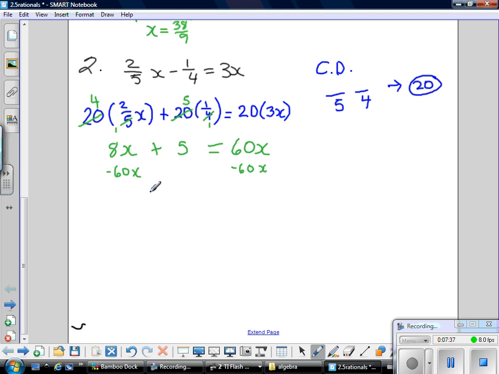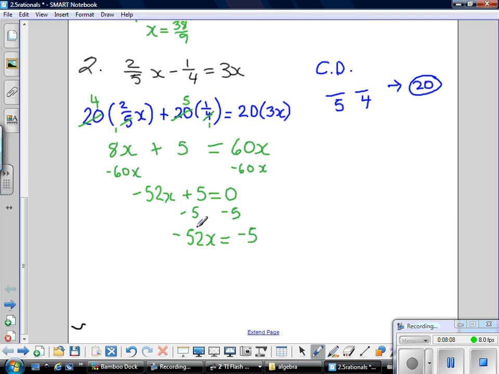So I end up with a negative 52x. I still have my plus 5. And on this side, I have 0. I'm going to now subtract 5 from both sides. And I'm left with a negative 52. Watch, make sure you keep your signs. And negative 52x equals negative 5.